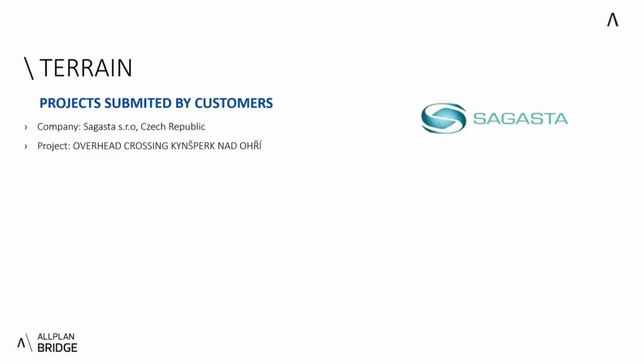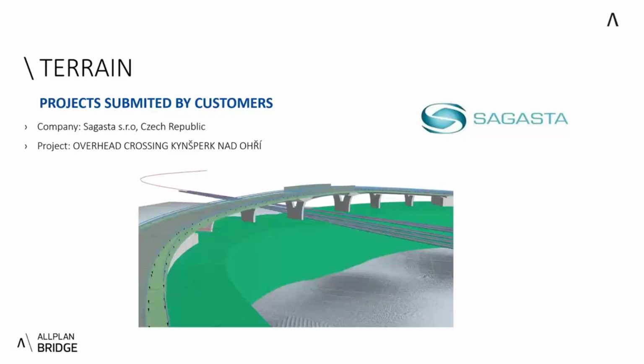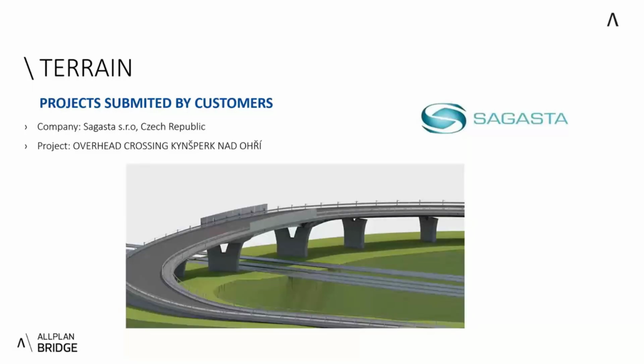At this point, I will also show a few projects submitted by customers. And we have a very nice submitted project from the company Sagasta from the Czech Republic in the project Overhead Crossing Nisberg nad Ohry. In this project, they created a nice looking bridge model, but they also used Allplan Bridge already to create a nice terrain model. As we see in the first picture, this was created in Allplan Bridge, and this is the model then exported to Allplan Engineering.